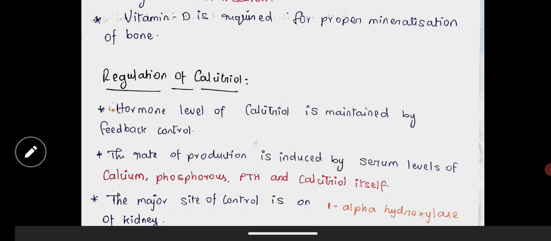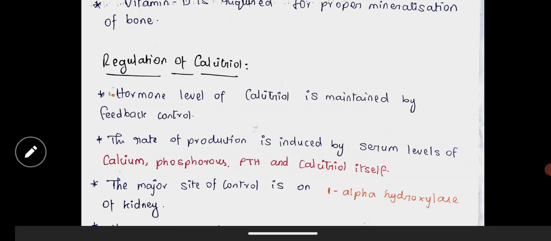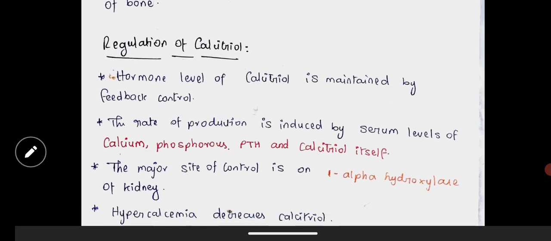What is meant by feedback control? We might have studied it in physiology, right? Homeostasis, feedback control, positive feedback control, negative feedback control, the same thing. How does regulation of calcitriol happen? The rate of production is induced by serum levels of calcium, phosphorus, PTH, and calcitriol itself.